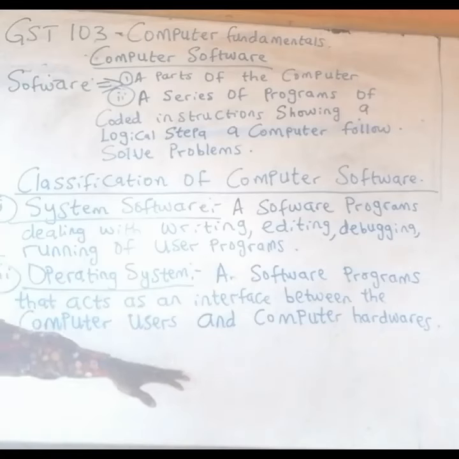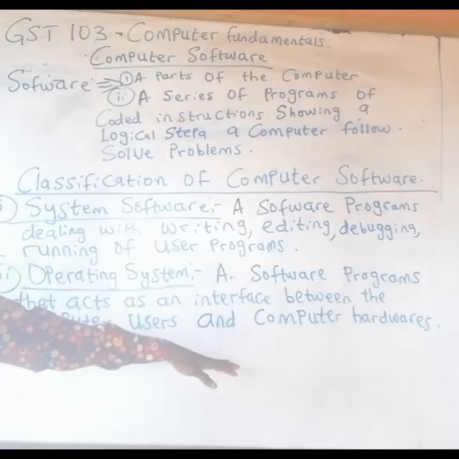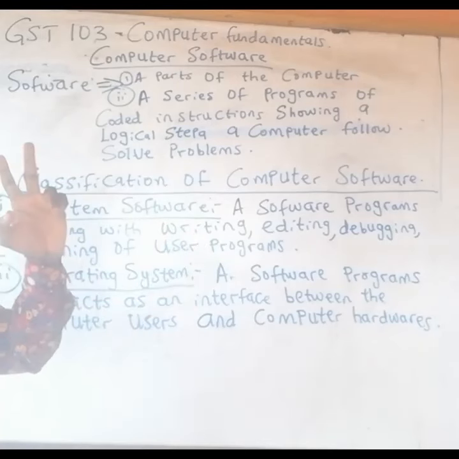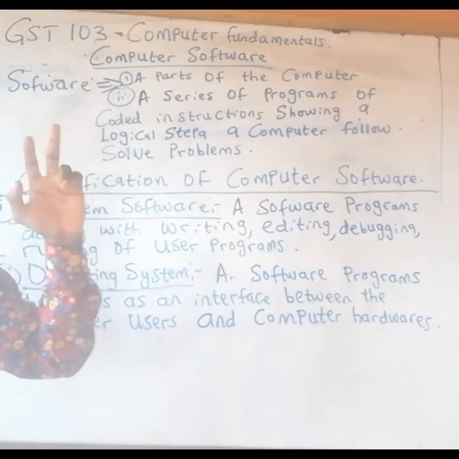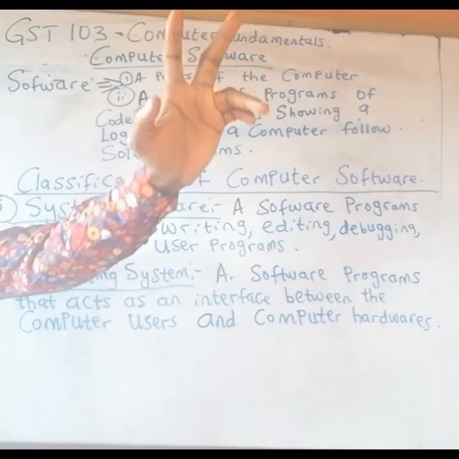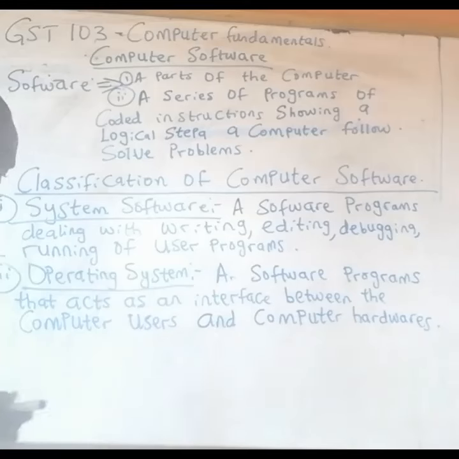I want you to take note that the operating system operates with two goals, the primary goal as well as the secondary goal. Now, on the primary goal, let me write it here. Two goals. Let me make it A: the primary goal of the two goals of the operating system. On the primary goal, it operates for the convenience of the user.